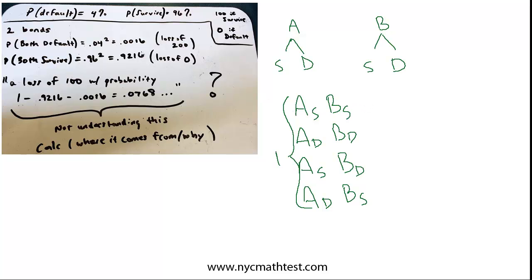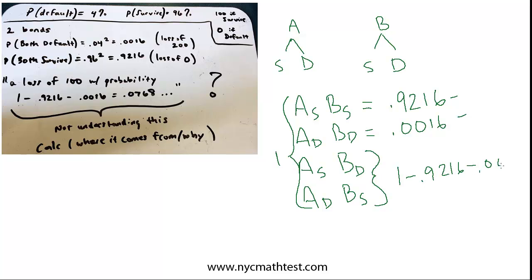Well, that's what you already started to calculate up here. You said the probability of both defaulting, which is this one here, is 0.0016, and the probability of both surviving is 0.9216. So the probability left over, which is that one survives and one defaults, although I'm not specifying which survives and which defaults, must be 1 minus these two probabilities. So 1 minus 0.9216 minus 0.0016.